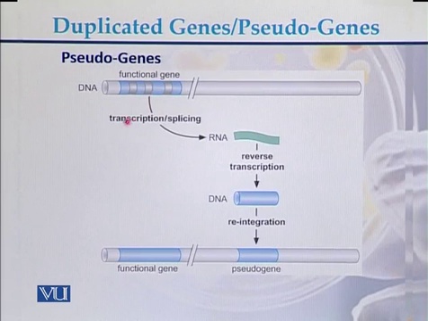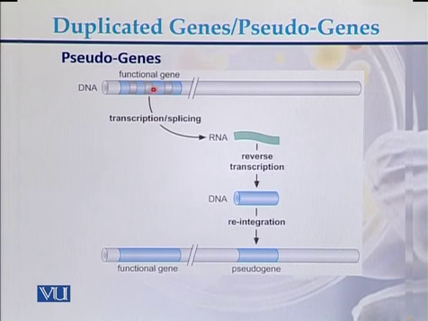How are pseudogenes produced? There is a gene on the chromosome, or a DNA sequence, which is functional. During the process of transcription or RNA splicing, this RNA is converted into DNA with the help of reverse transcription, and this DNA reintegrates into the original sequence of the genome. With the help of this process, functional genes are converted into pseudogenes.